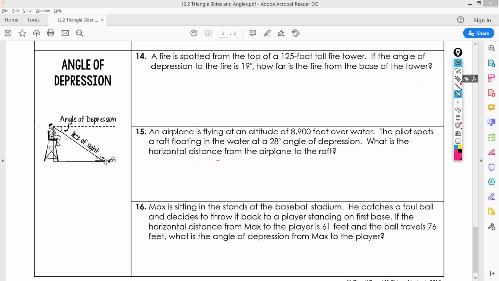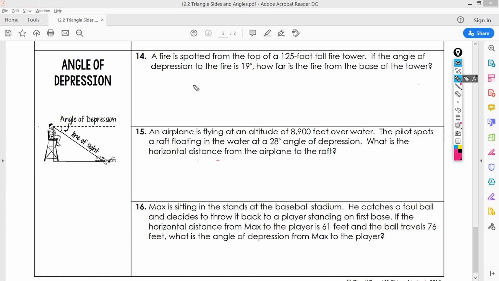Okay, angle of depression, similar idea. A fire is spotted on top of a 125-foot tall fire tower. What's a fire tower? This is a tower on fire? The angle of depression to the fire is 19 degrees. Maybe it's on top of a tower fire? I don't know. I'm not going to try and figure it out. How far is the fire from the base of the tower?